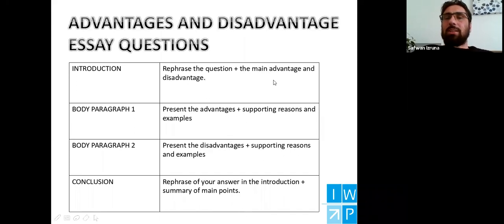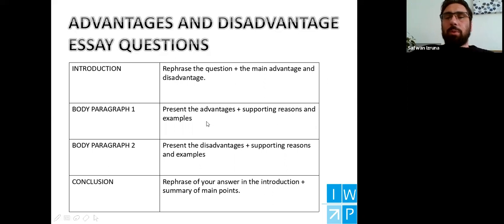Advantages and disadvantages. Basically, we're just going to rephrase the question, and state what the main advantage and main disadvantage is. It's not always good if they say what are the advantages and disadvantages. We don't want to go into too much detail, okay? Because introductions, we want to keep them as brief as possible. So you could say, in my opinion, the main advantage of blah, blah, blah, blah is, and the principal disadvantage is blah, blah, blah, blah.